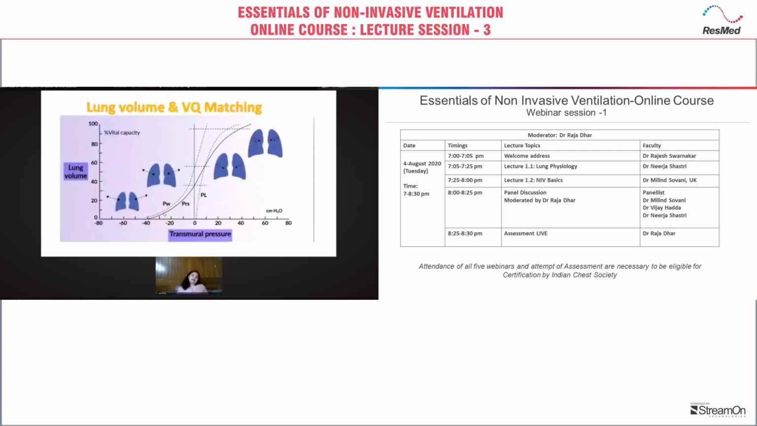To understand that, if you look at this, you see on the x-axis you have pressure and on the y-axis you have lung volume. On the x-axis you have transmural pressure, that's the pressure required to inflate the lung volume and the chest wall. So the solid line is for both the lungs and the chest wall.